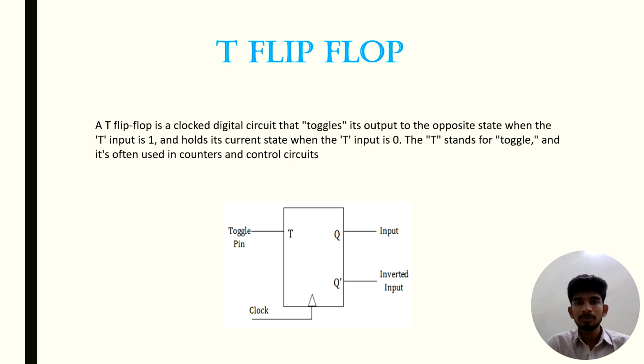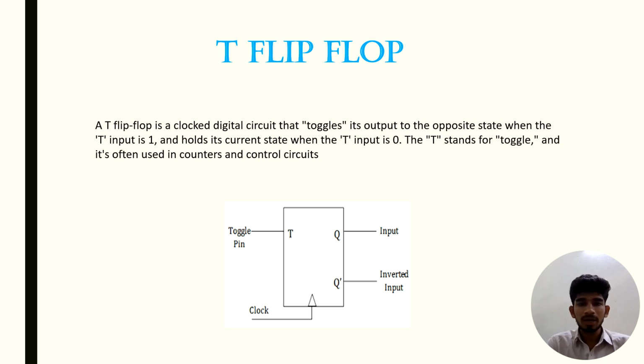The last flip-flop is known as the T flip-flop or toggle flip-flop. A T flip-flop is a clocked digital circuit that toggles its output state when the T input is 1 and holds the current state when the T input is 0. The T stands for toggle, and it's often used in counters and control systems.